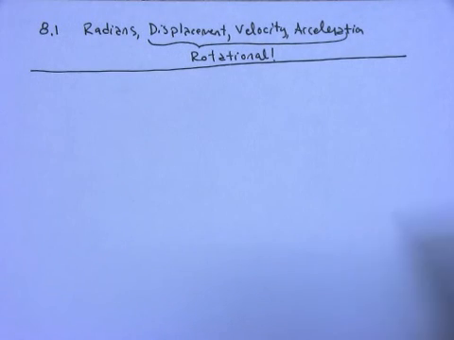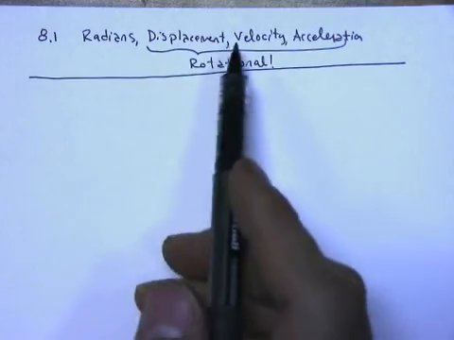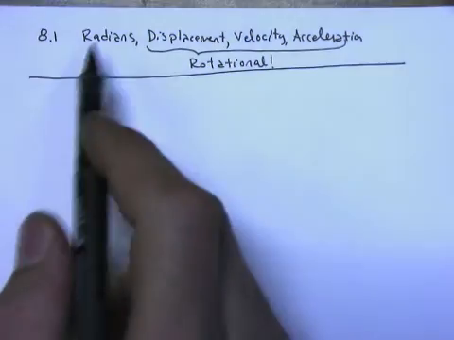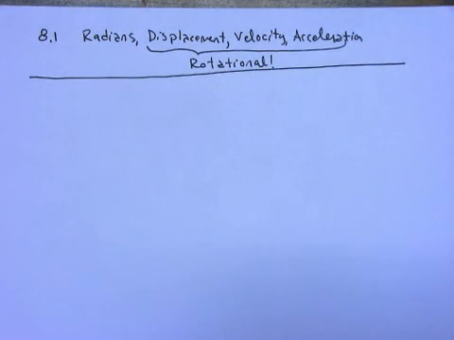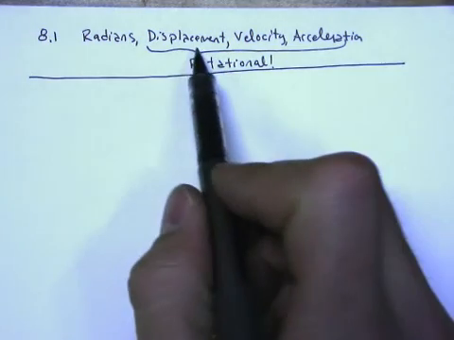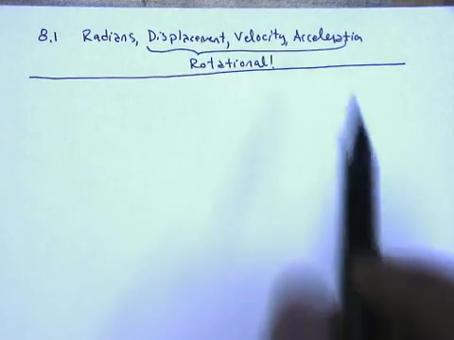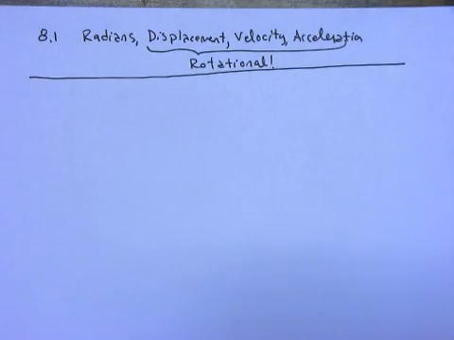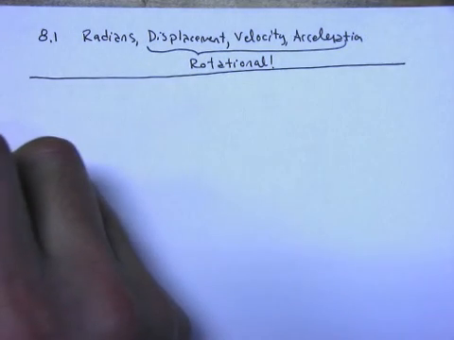8.1 is entitled Radians, Displacement, Velocity, and Acceleration of the Rotational Kind. So we're going to be talking about radians today. Some of you may have heard this before and you might be saying, oh my gosh, I hate radians. And displacement, velocity, and acceleration, there's something that we're going to talk about rotationally. So things going in a circle. So first of all, radians.